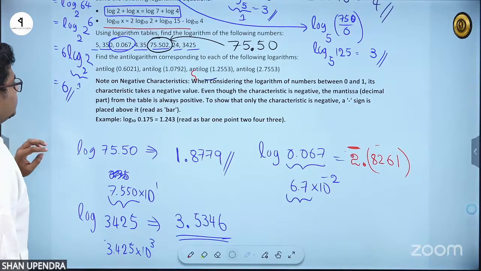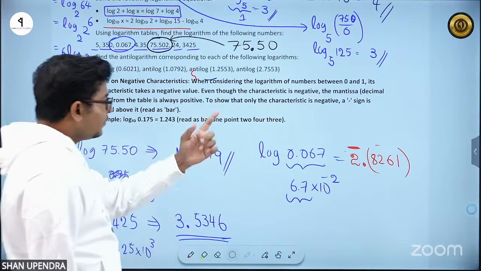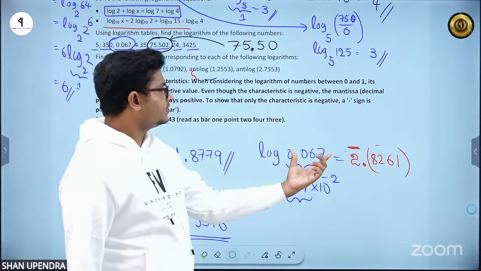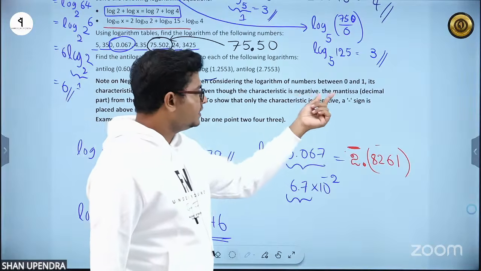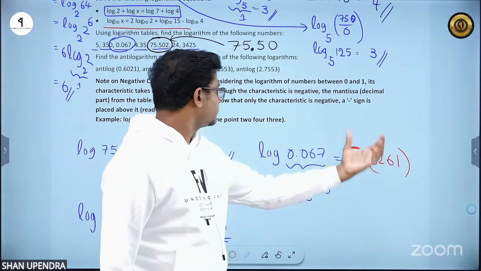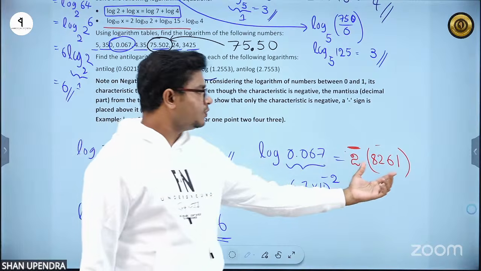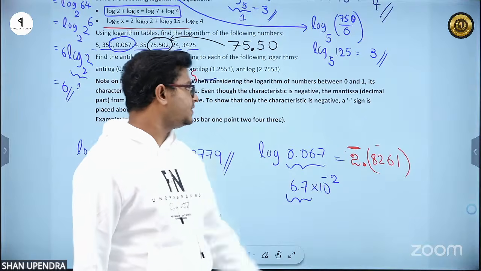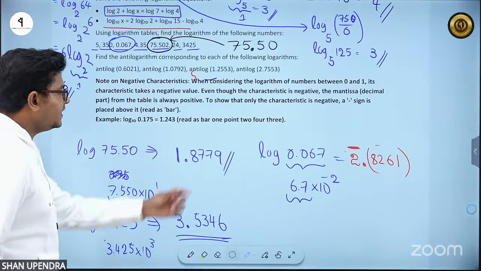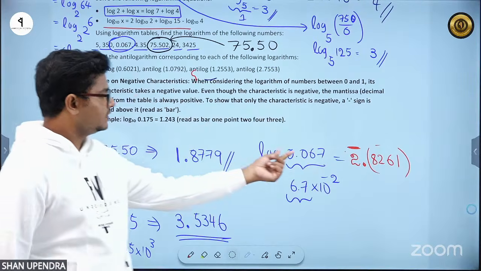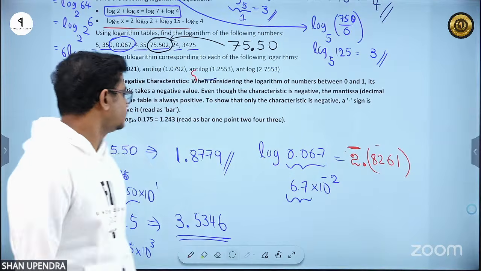Okay. So here, note a negative characteristic when considering the logarithm of numbers between 0 and 1. This is in between 0 and 1. Its characteristic takes a negative value. Even though the characteristic is negative, the mantissa, this decimal part from the table, is always positive. This is positive. This is the only part that is negative. To show that only the characteristic is negative, a minus sign is placed above it as a bar. This is positive, this is negative.